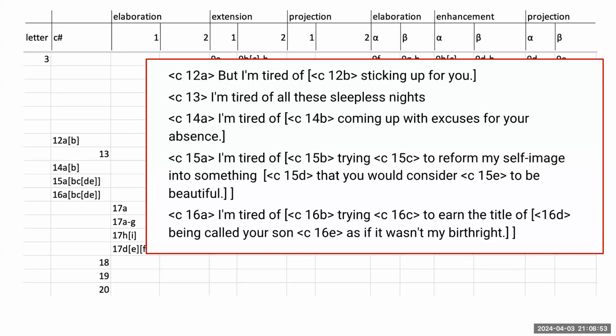Okay, 12 through 16, simple. They're all simple or with embedding. Now that has to strike us, okay? That has to be something we take note of, because everything else has been laid out with conjunctions. This one is repetitive, and it is also the same kind of pattern, repeating, I'm tired of, I'm tired of, I'm tired of. That's foregrounded very clearly.